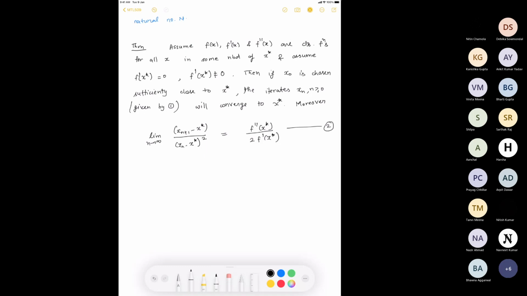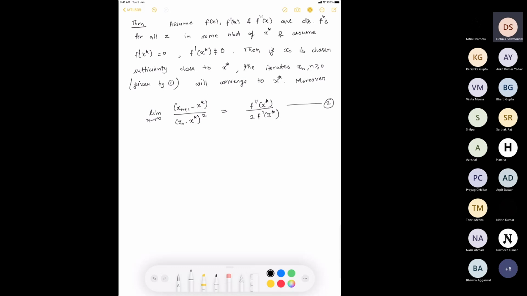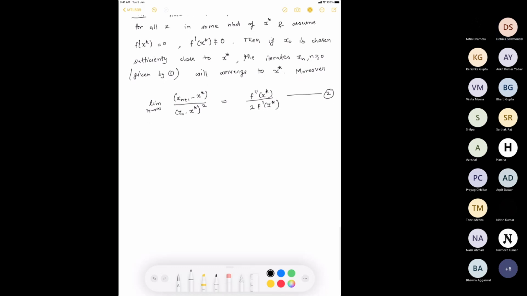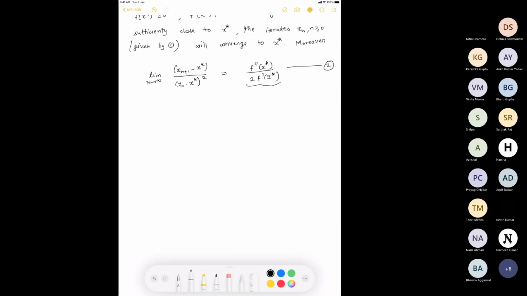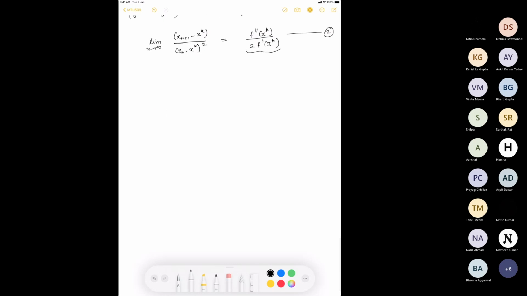Okay, so what can you conclude from this, say equation 2? Can you say something about the order of convergence? You can observe that this is a constant here, right? So for large values of n, what will happen? x_{n+1} minus x star is approximately a constant times (x_n minus x star) squared, right? So this means that this method is going to have a quadratic convergence, right? So let's try to prove this theorem.